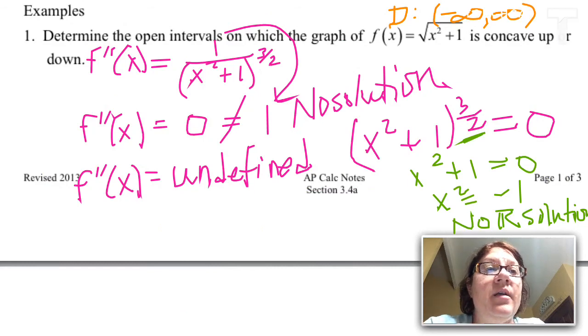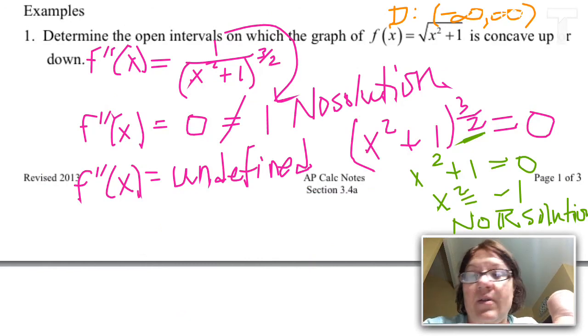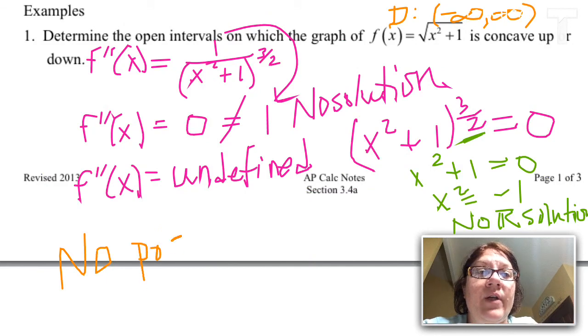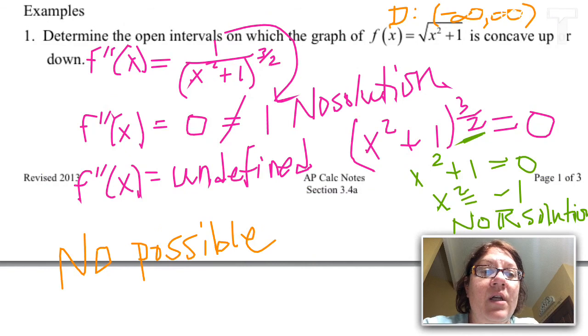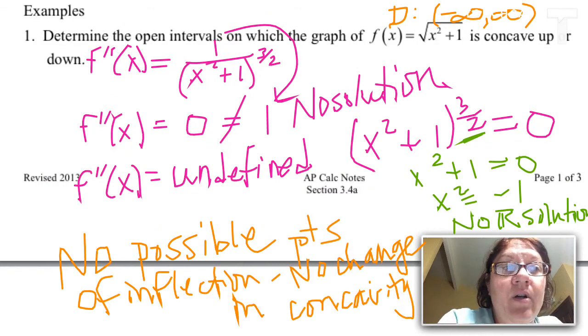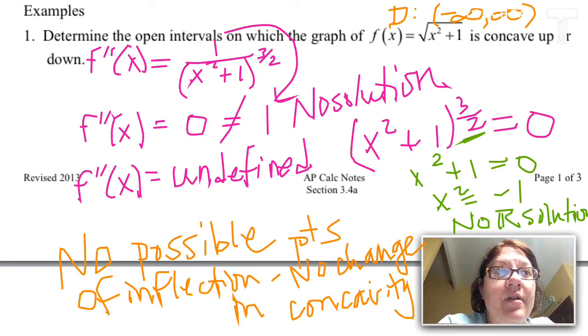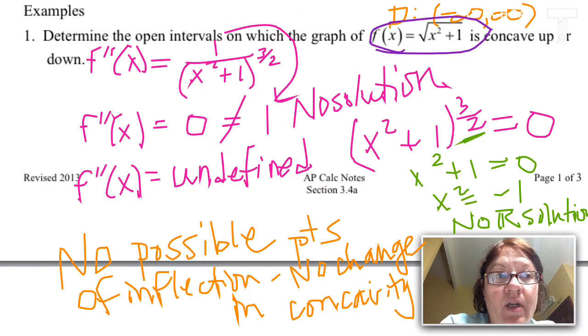So now I had no solution for when it was 0, no solution for when it was undefined. So this has no possible points of inflection because there's no change in concavity. And I would encourage you to look at this graph, the original graph, on Desmos, just to convince yourself.